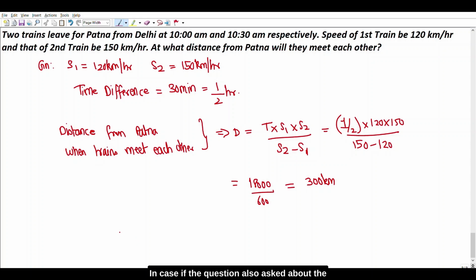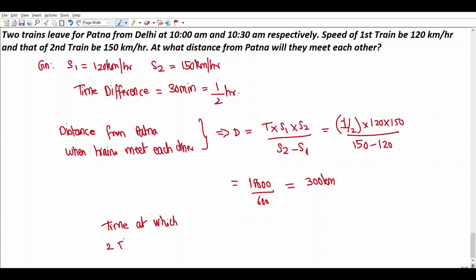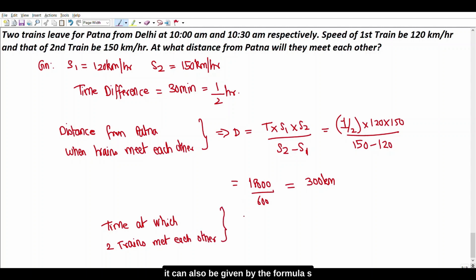In case the question also asks about the time at which both the trains meet each other, it can also be given by the formula S1t divided by S2 minus S1. Here t refers to the difference in time, not the actual time which is being asked.